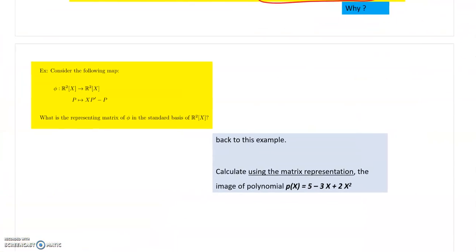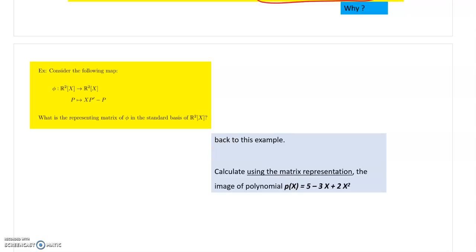So next, go back to our map phi with the matrix representation we have found. Find the image by phi of this polynomial. Okay, so what do you need to do?